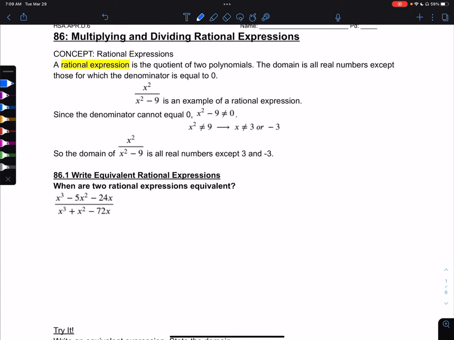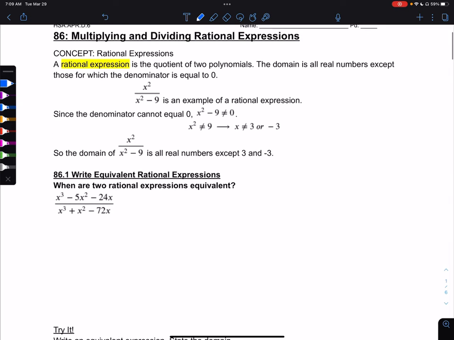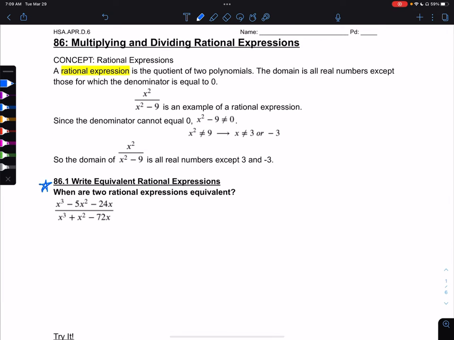Here we're going to look at topic 86, example 1, write equivalent rational expressions. So the question is, when are two rational expressions equivalent? So we're looking down here.